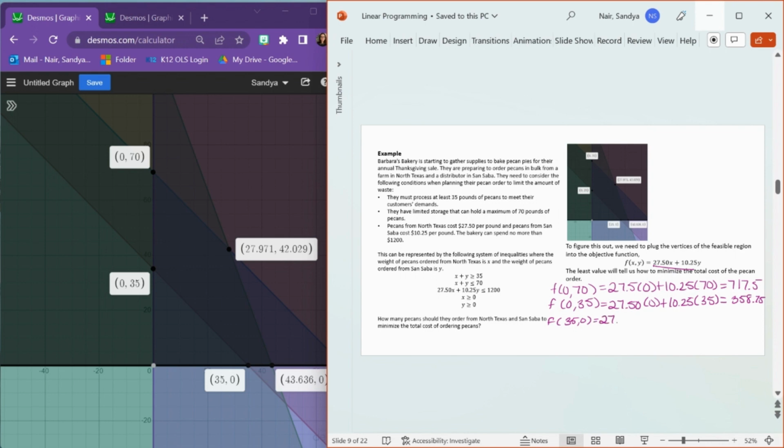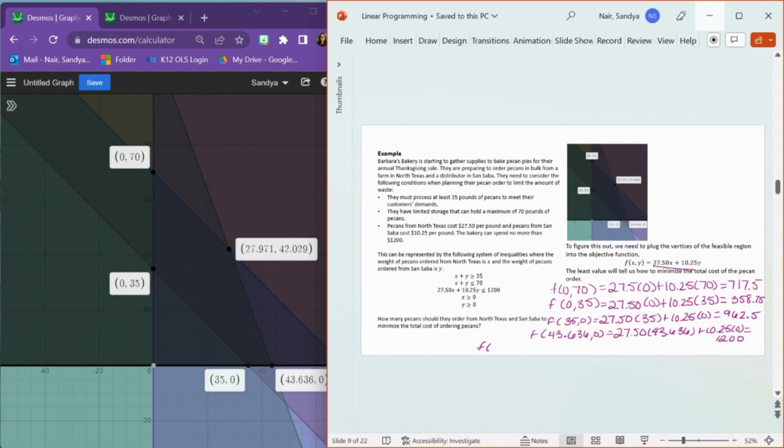Okay, and then I have f of 35, 0. And so that's going to give me 2750 times 35 plus 1025 times 0. So when I do that now in my calculator, that gives me 962.5. And then I have f of 43.636, 0. So that's going to be 2750 times 43.636 plus 1025 times 0. And that's going to equal, it's like 1199.99. So I'm going to round that to 1200.